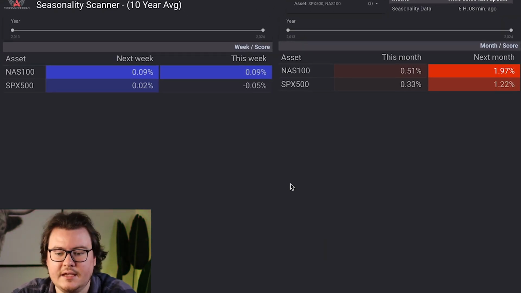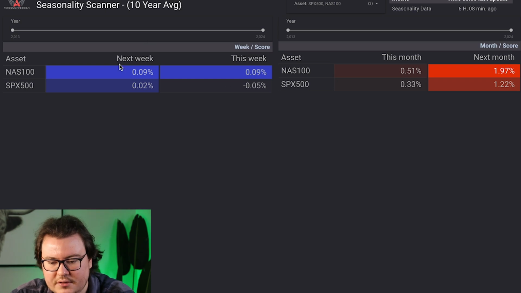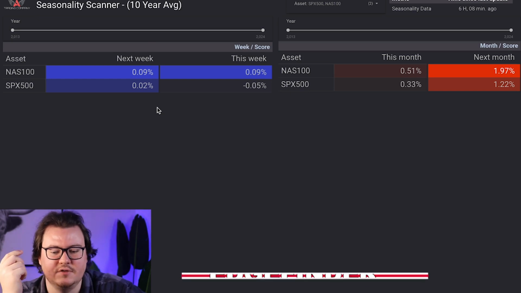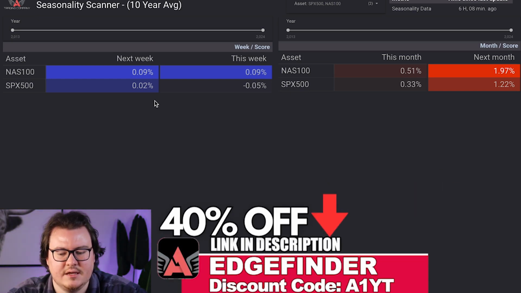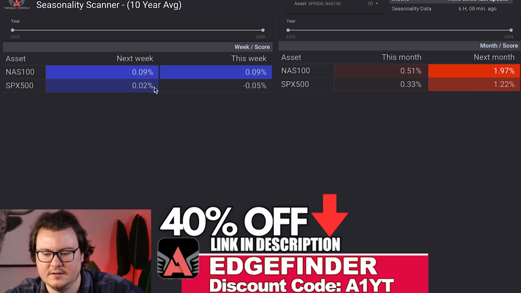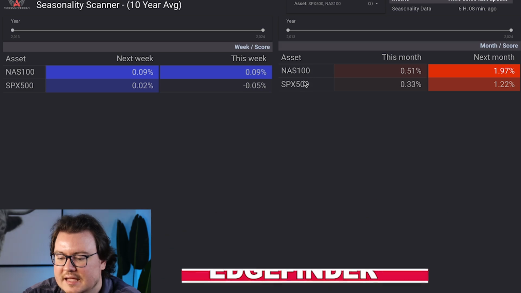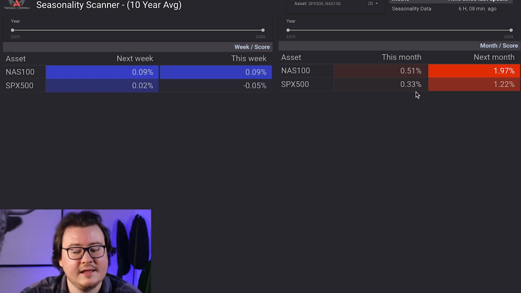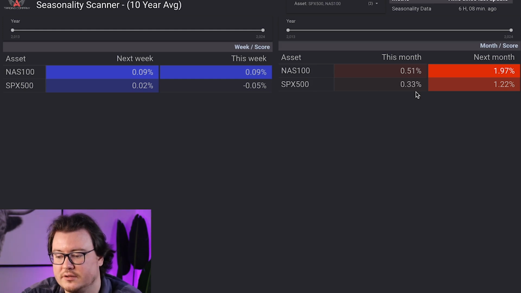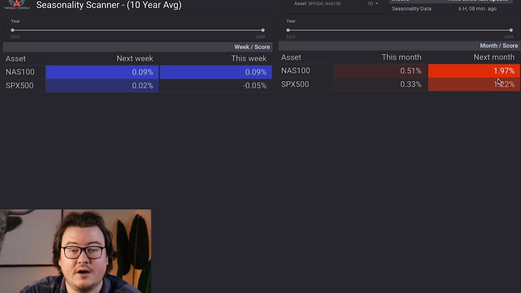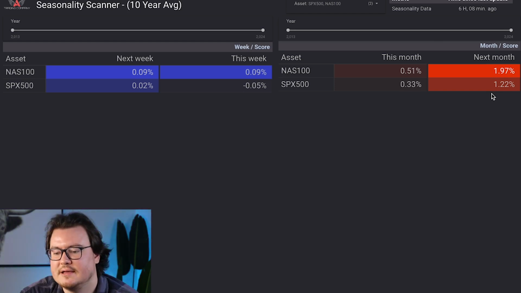So here we go. On a 10-year average, both historically, the NASDAQ and the S&P this week are kind of break even. NASDAQ a little bit more bullish than the S&P, but that S&P is really just break even. Next week, kind of the same thing, but let's look at the monthly. Monthly definitely has a lot more information to go through. NASDAQ and S&P this month historically, not huge movement, but bullish nonetheless. And next month, we see a gap up. We see almost a 2% increase on average on the NASDAQ and a 1.2% increase on average on the S&P.